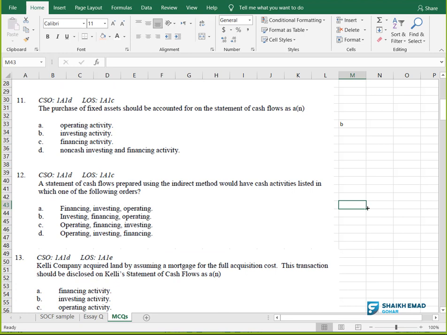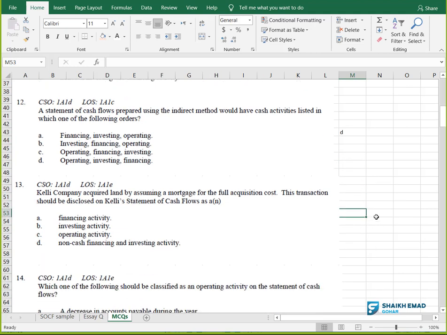Then they say a statement of cash flows prepared using the indirect method would have cash activities listed in which order? Extremely important question, my friends. Remember, we just made a full-fledged cash flow statement. So what is the order, my friends? It is operating, then investing, then financing. So what is the answer? D.